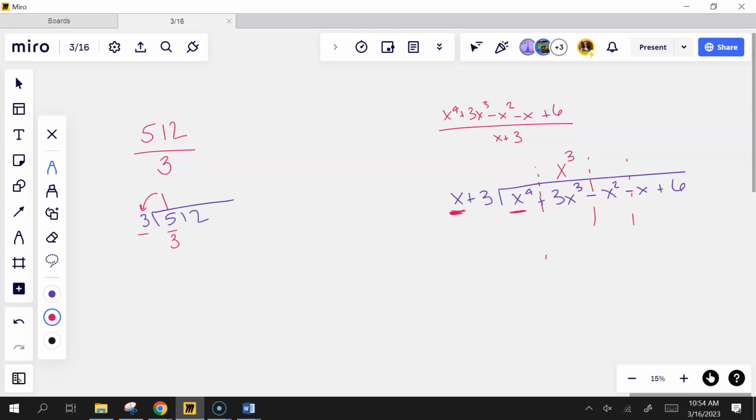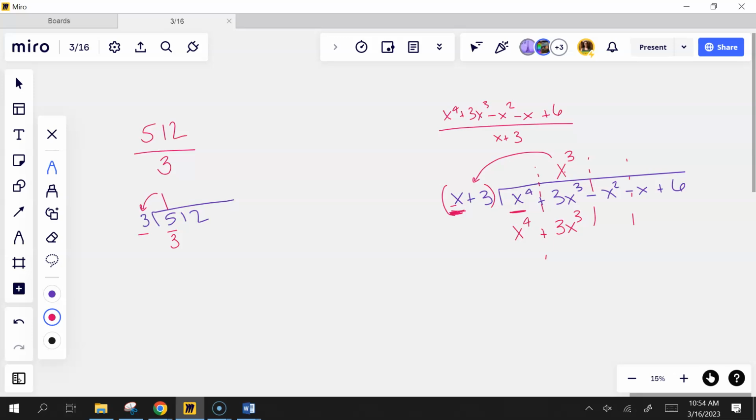I'm going to do the same thing. I'm going to come over here, and I'm going to say x cubed, but I have to multiply it by everything out here. So what is x cubed times x? X to the 4th. And then what is x cubed times 3? 3x cubed. It's polynomial long division mode. All right, go back to the other side.